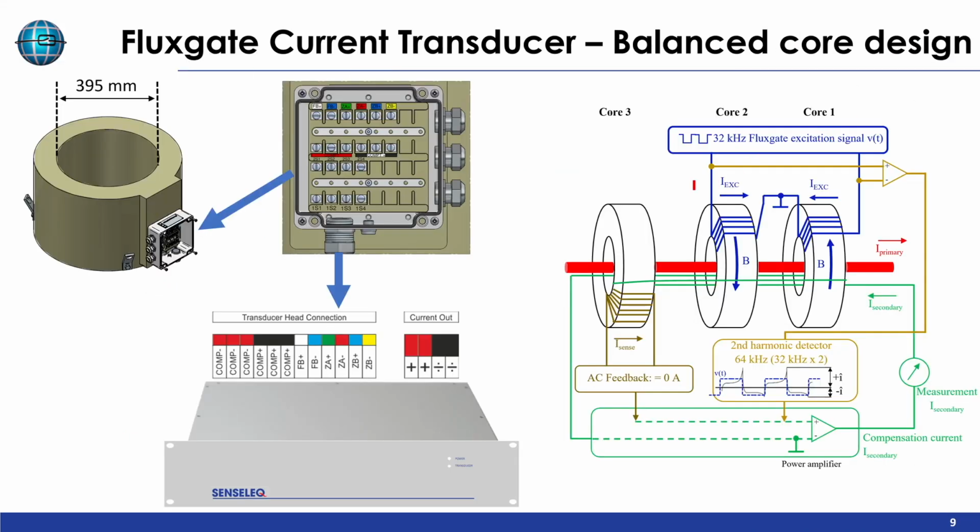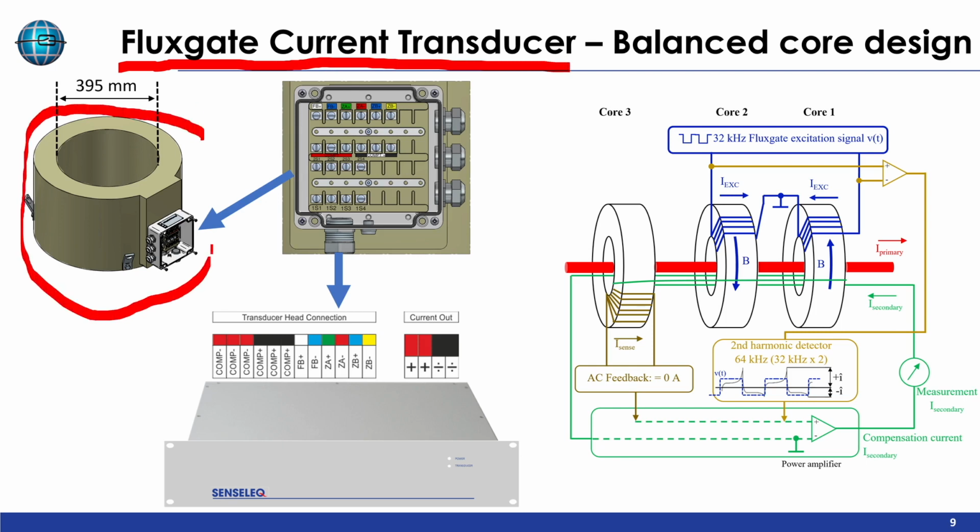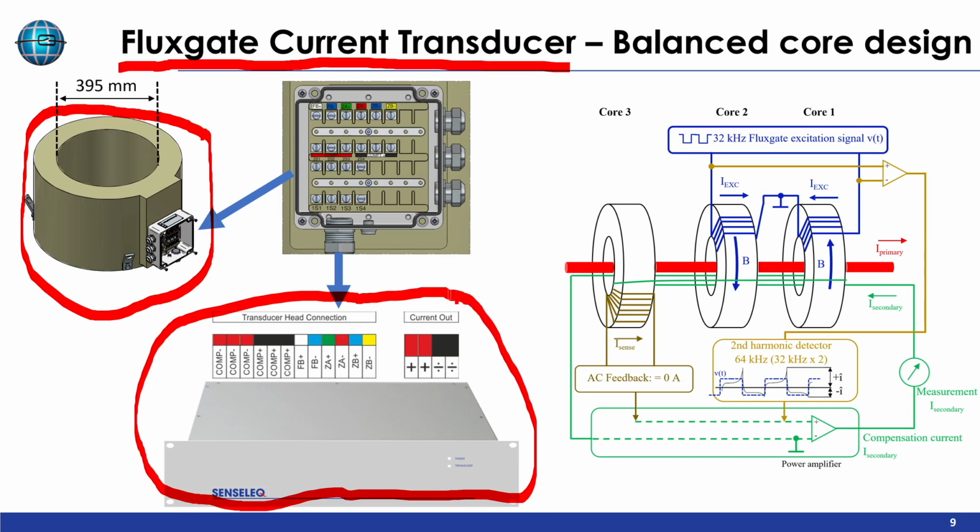Yeah, for the test setup to detect very small DC components with a big 50 Hertz amplitude, we use a SENSELEQ flux gate current transducer here in cast resin with around 400 millimeters inner diameter, which is for bushings in switchgears or big power transformers. And here we have the electronic module which is necessary to have a correctly working transducer.